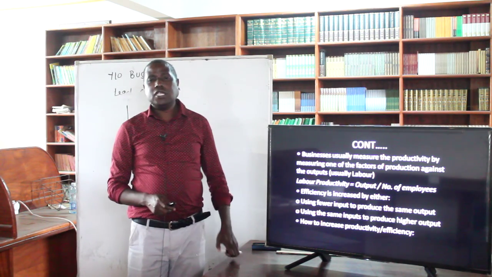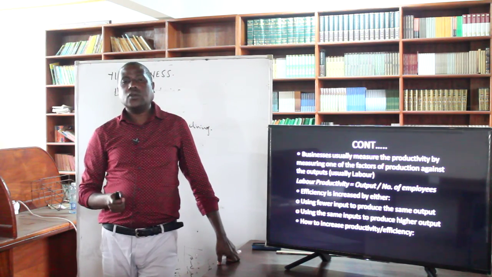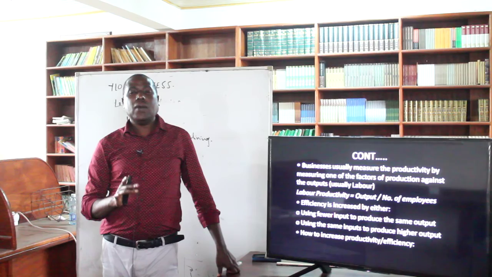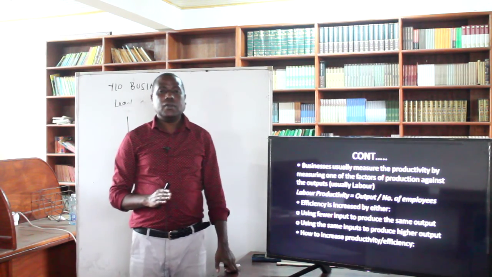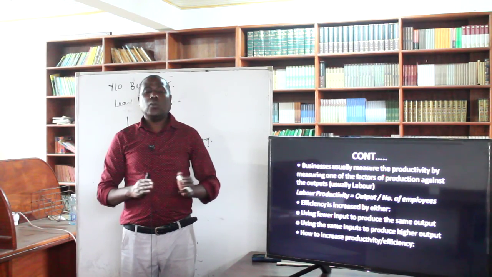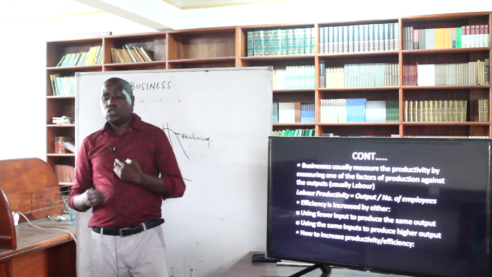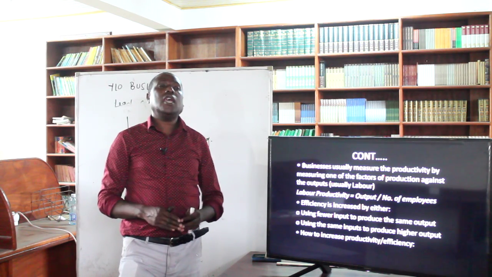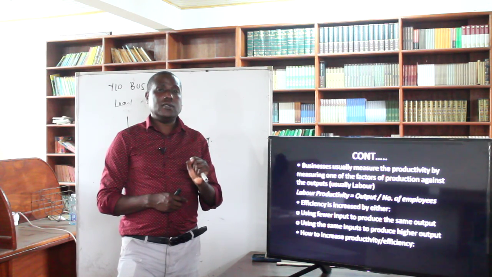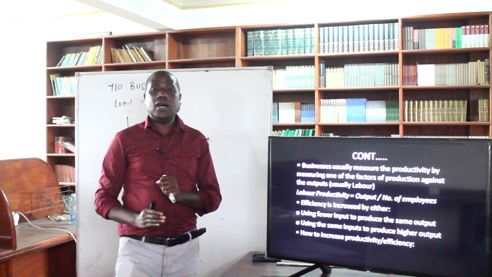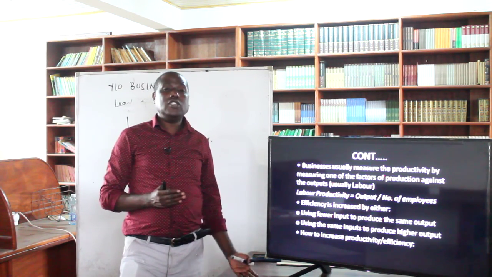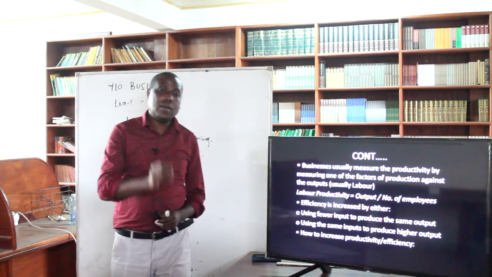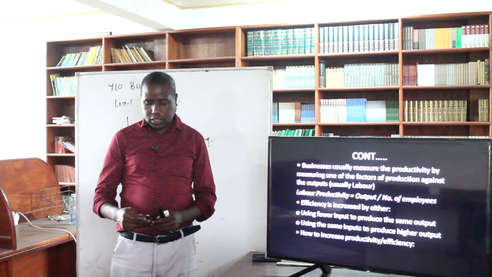Businesses usually measure productivity by measuring one of the factors of production against the outputs, usually labor. So we have said there are four inputs, right? Labor, capital, land, and enterprise. Labor refers to the human beings, right? The employees or the workers. So it is easier to see or to calculate their productivity. So for example, when you are producing bags of cement, if you have 10 workers and in a day you have produced 100 bags of cement, then you can calculate the productivity of the laborers, meaning everyone was able to produce 100 divided by 10, which is 10 bags of cement. It's easy to determine that.